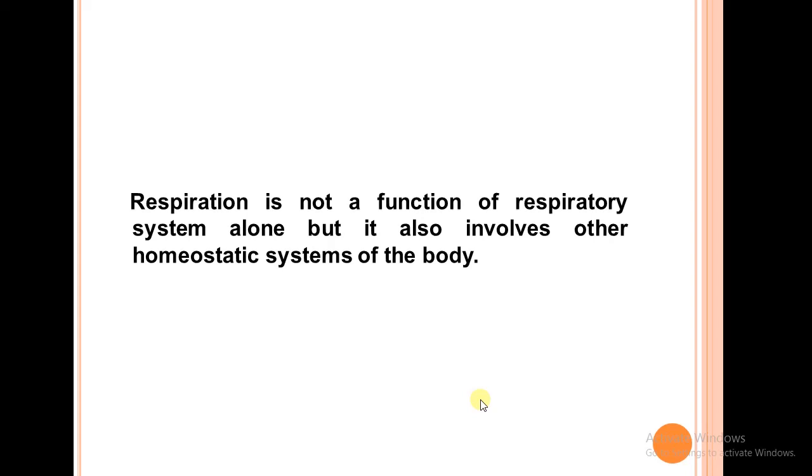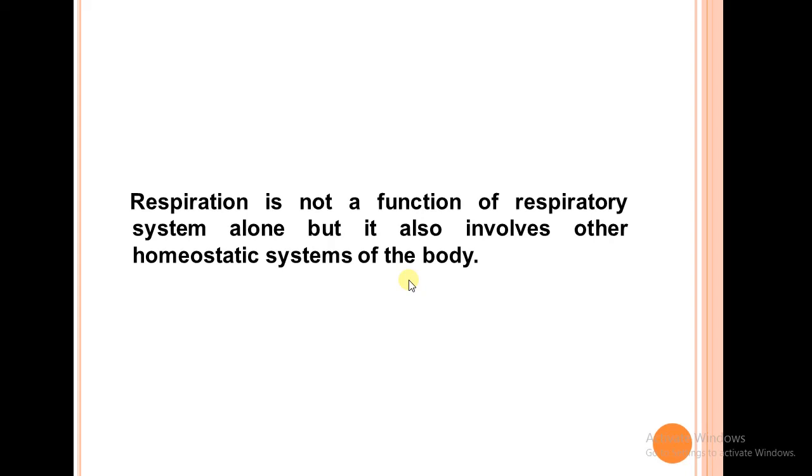From this discussion that we have done so far, we can also conclude that respiration is not the function of the respiratory system only, but it also involves the other homeostatic systems of the body. Like we require blood for the transport of the respiratory gases between the lungs and the tissues. When I say respiratory gases, I mean oxygen and carbon dioxide. Similarly, we require an intact and fully functional cardiovascular system to provide a means for transporting oxygen and carbon dioxide between lungs and the tissues.